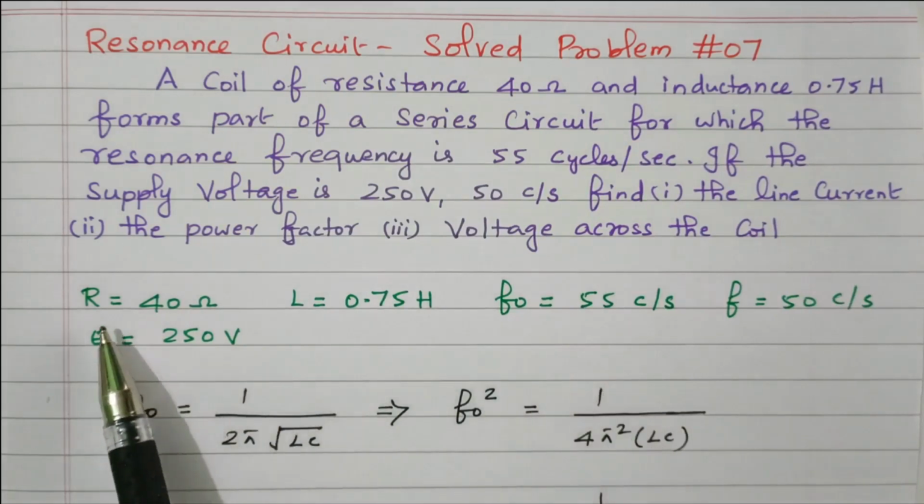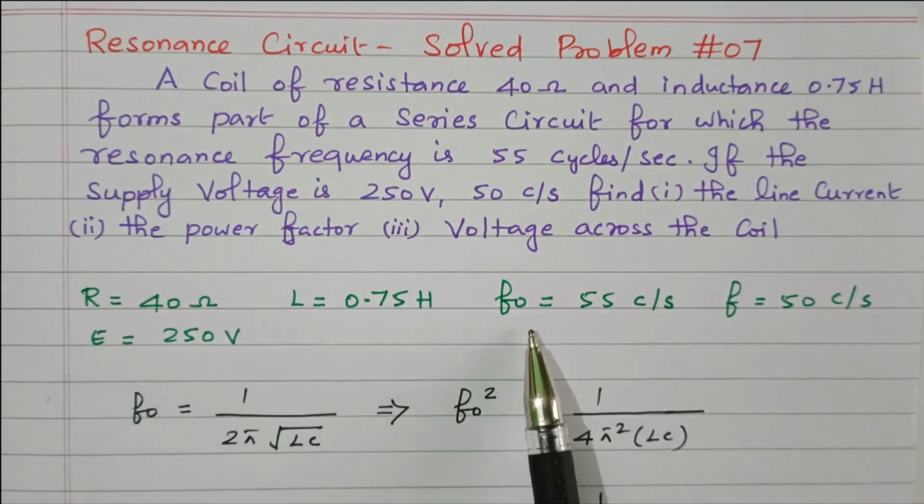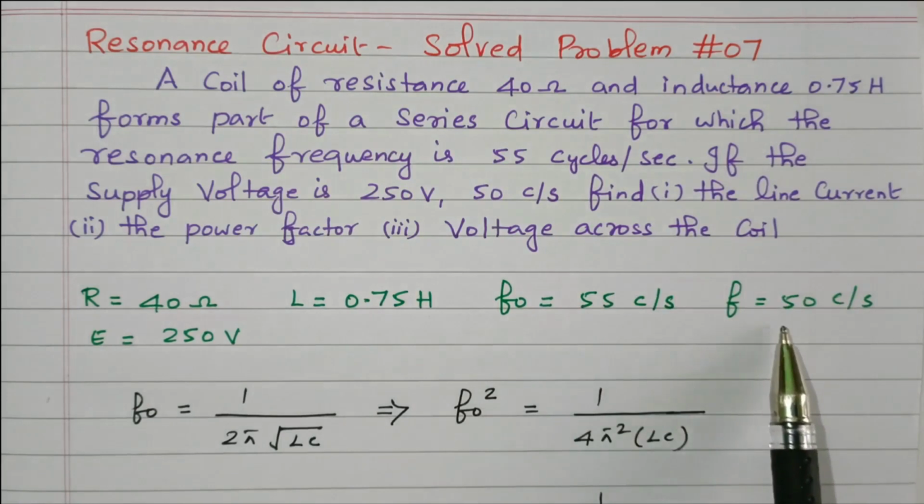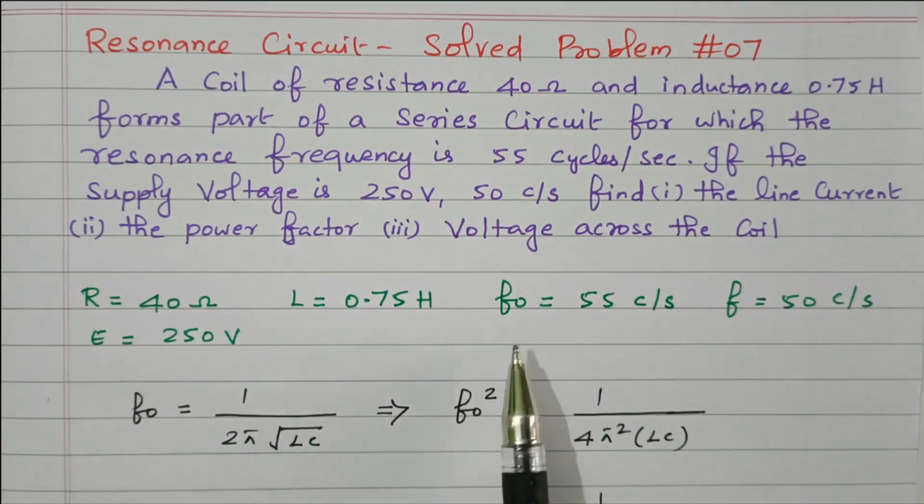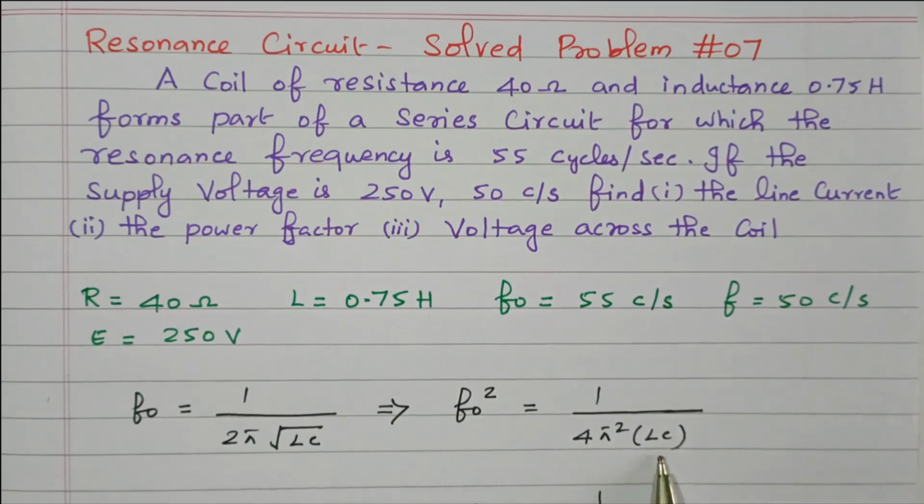So the given data: R equal to 40 ohm, L equal to 0.75 Henry, F naught equal to 55 cycles per second, the resonant frequency. The supply frequency is 50 cycles per second, applied voltage is 250 volts. Now from this given resonant frequency, we know the formula F naught equal to 1 divided by 2 pi square root of LC. Square on both sides, so F naught square equal to 1 divided by 4 pi square LC.